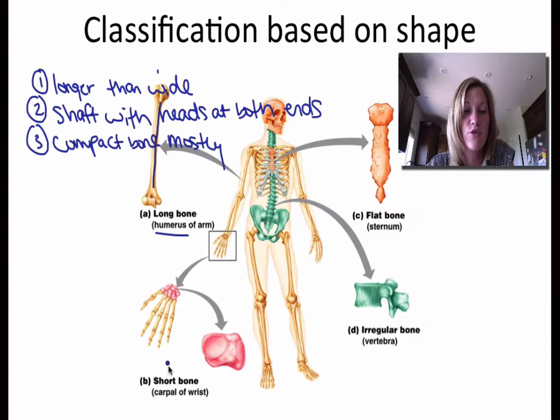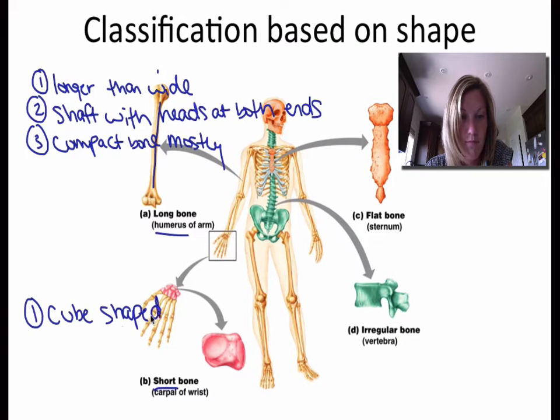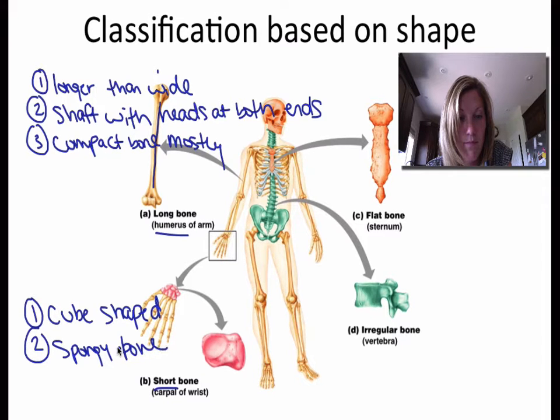So let's move on to the short bones. Okay, short bones have a couple of their own characteristics as well. The first is that they're generally cube-shaped. Another is that they contain mostly spongy bone. So mostly spongy bone. And some examples are the carpals or the tarsals.